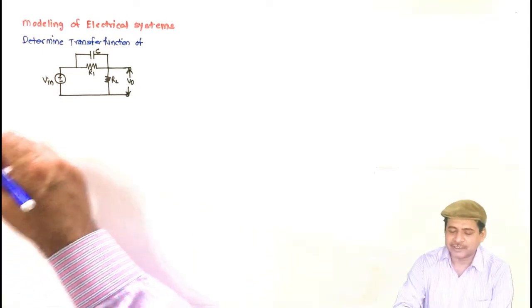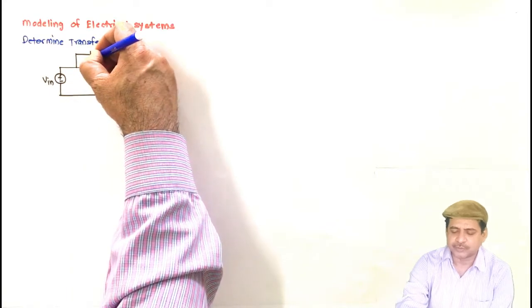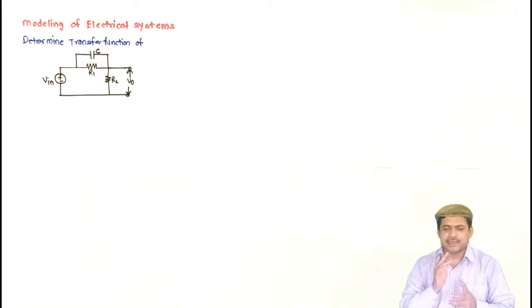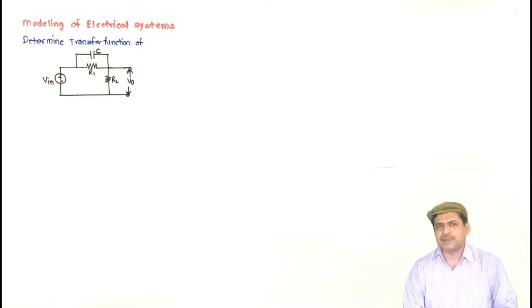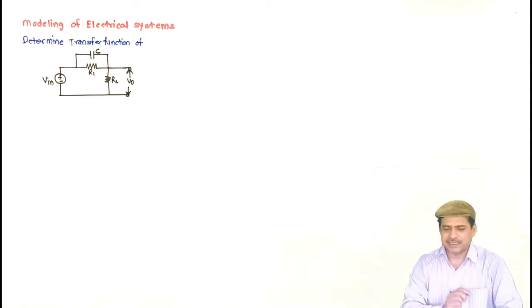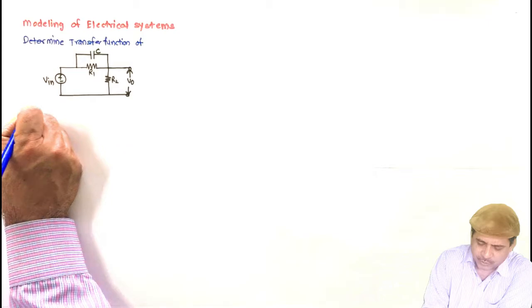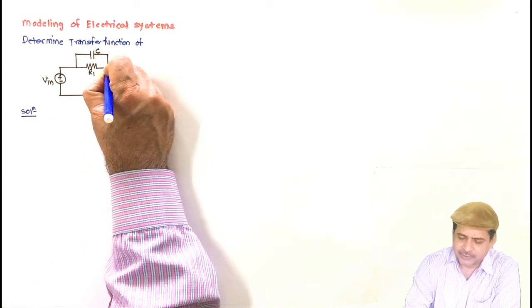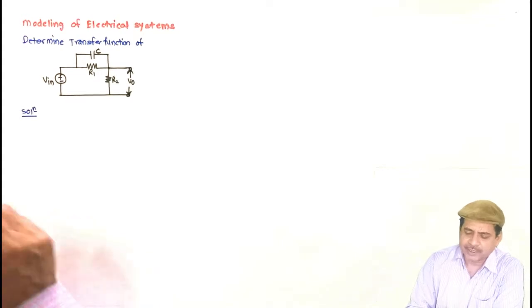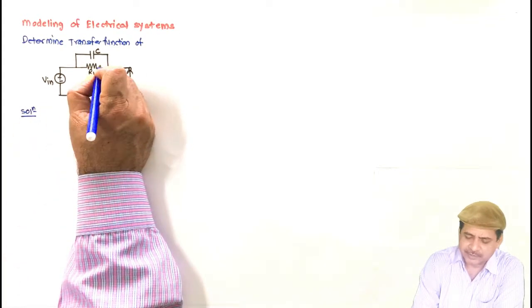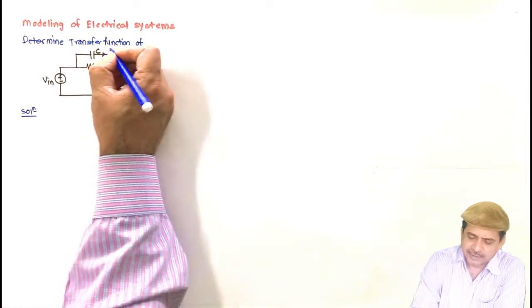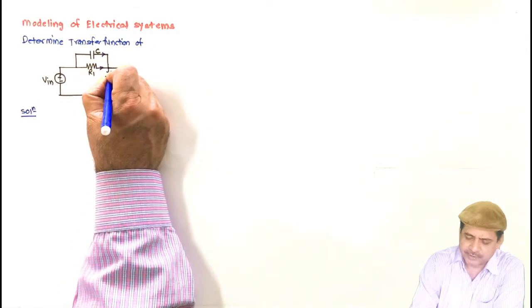But in mesh analysis, there will be two loops, and the treatment becomes complicated. So let us apply KCL here, and purposely I have taken this example. Here the voltage is V output, and now this is one current, this is another current, and the summation of these two currents is moving here.